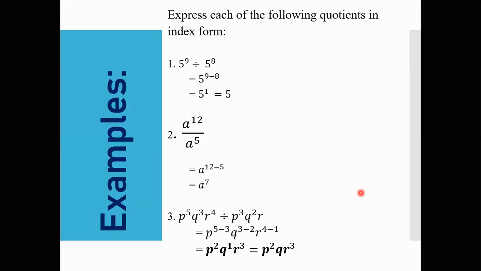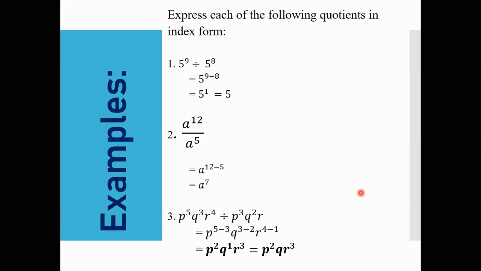Does this last example make sense? Yes or no? Excellent. So I'm seeing mostly yeses. So one more time to reiterate.